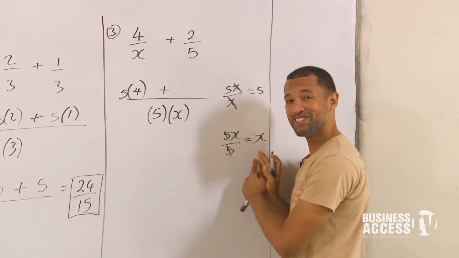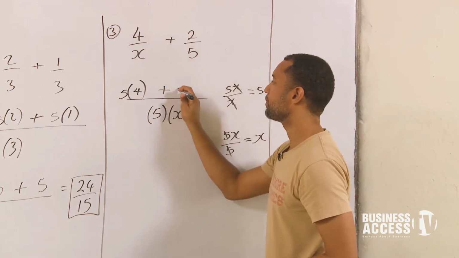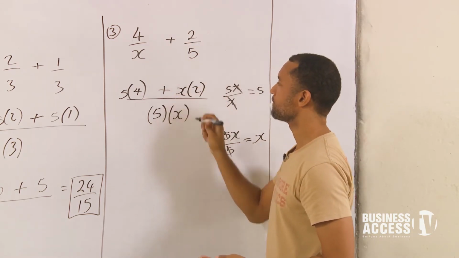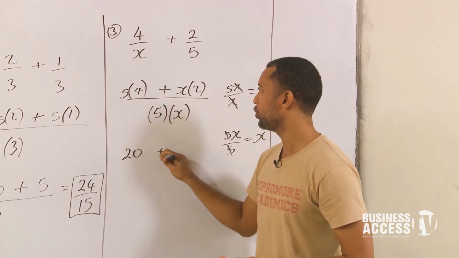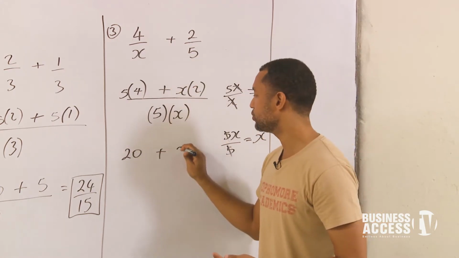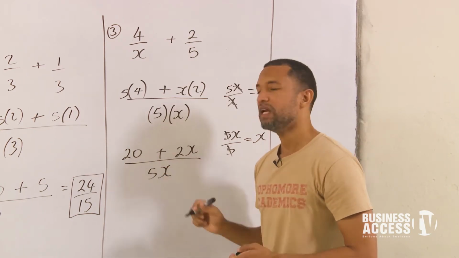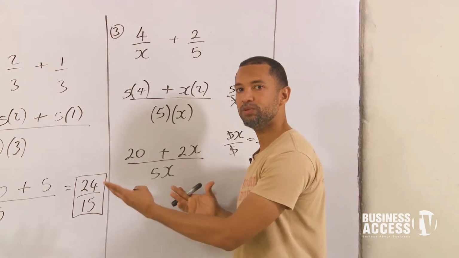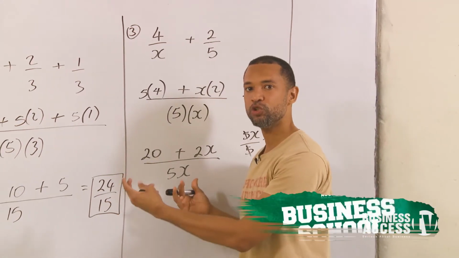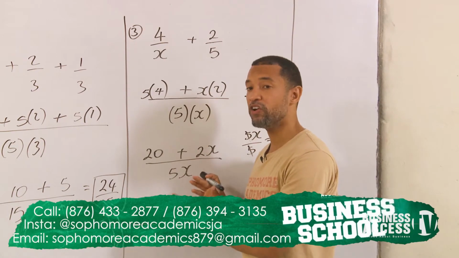So you use this x now, ladies and gents, to multiply the numerator. 5 fours, 20, plus x times 2 is 2x. And this is over 5x. Ladies and gents, we applied the exact same principles that we applied when we were using strictly numbers. It's the same concept. Nothing has changed.